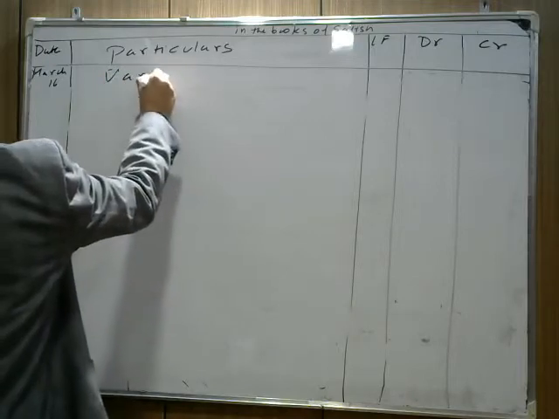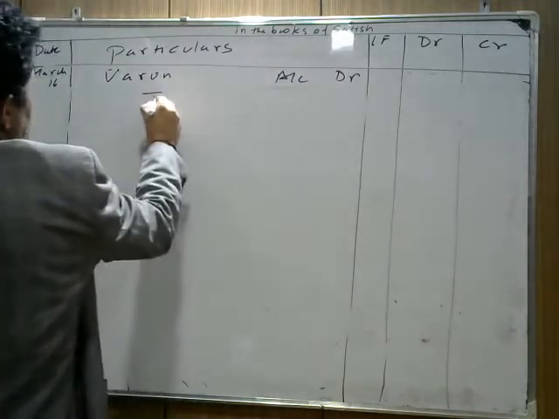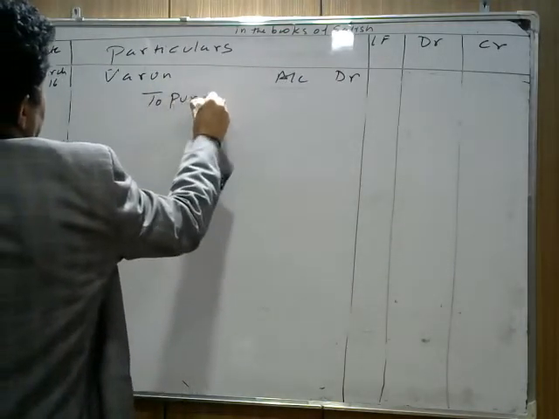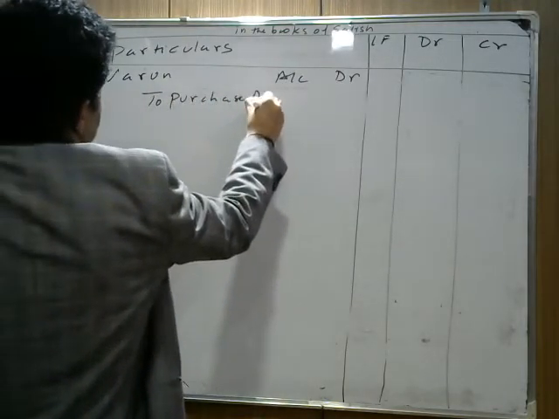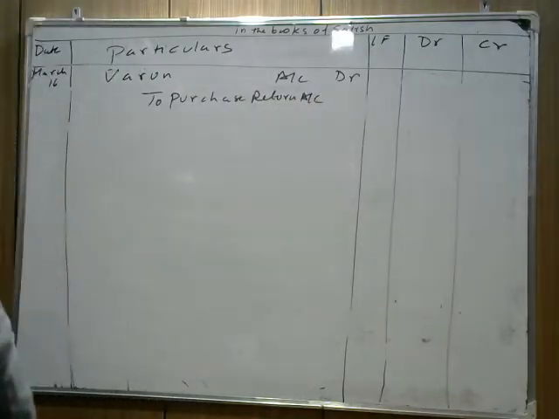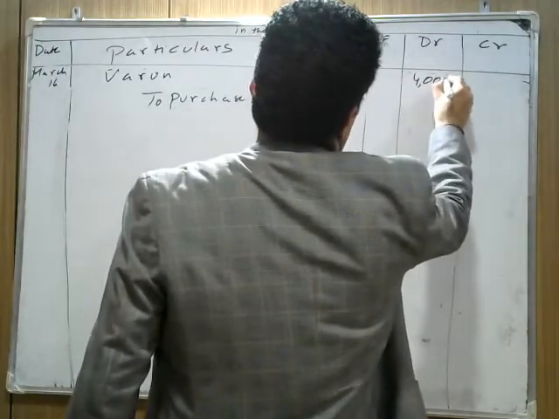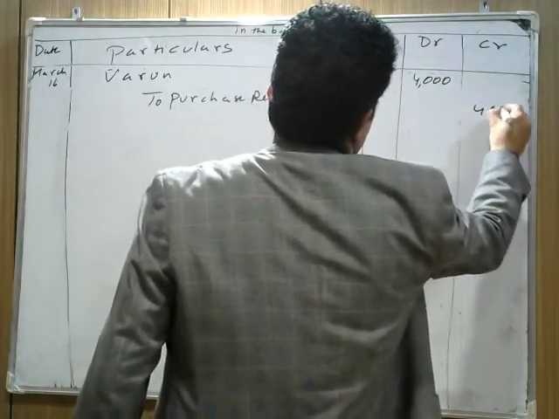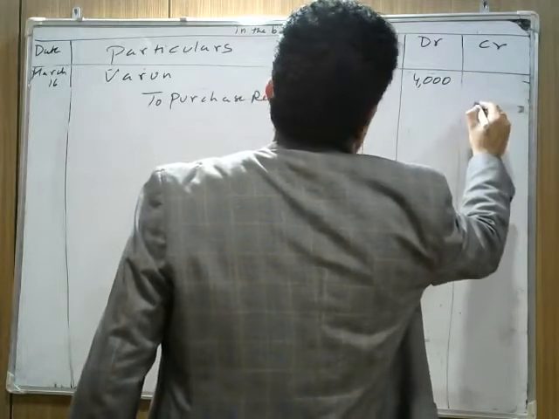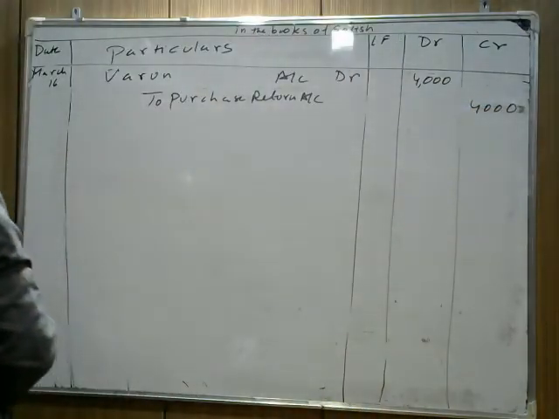We write Varun account debit. Varun is the receiver. Varun account debit to purchase return account. We return goods to Varun worth rupees 4,000. We returned 4,000 rupees of goods to Varun, so we write Varun account debit to purchase return account.